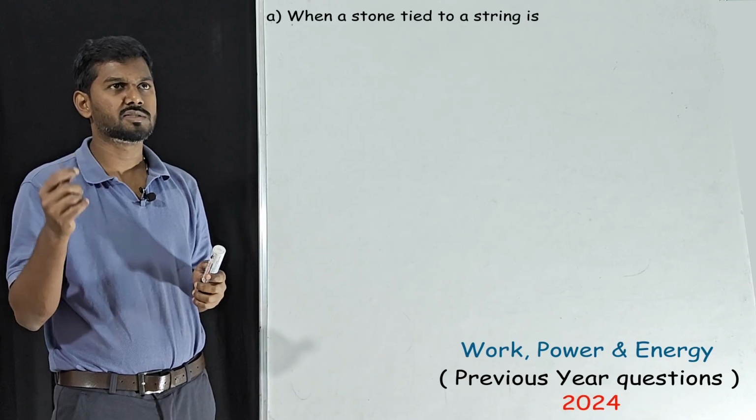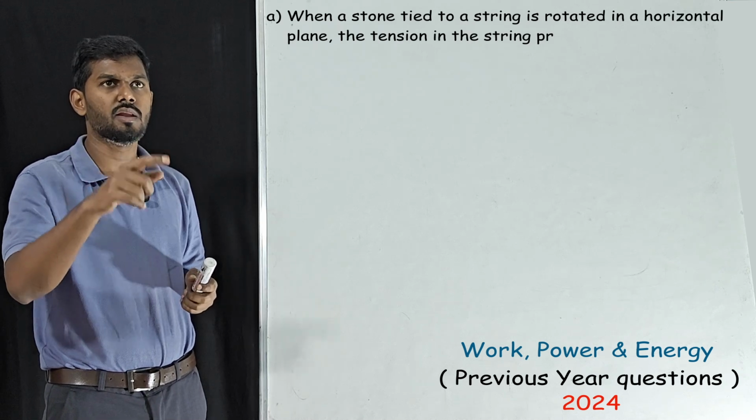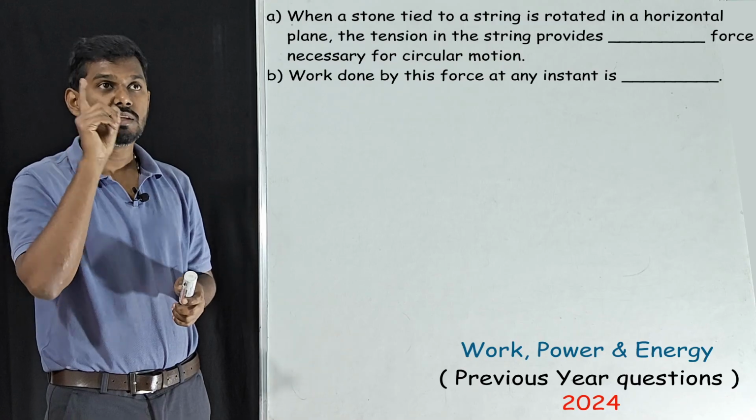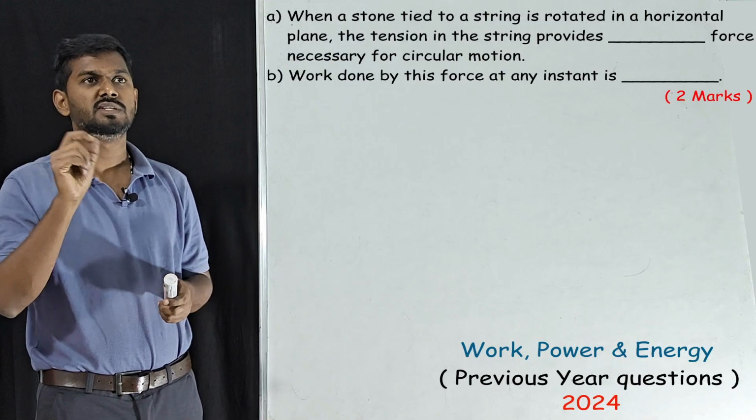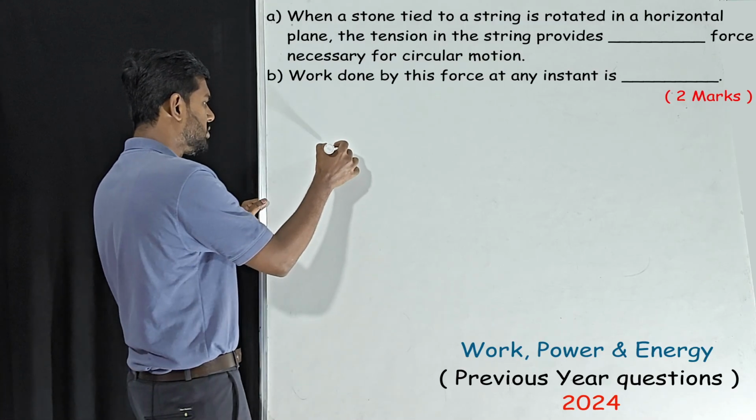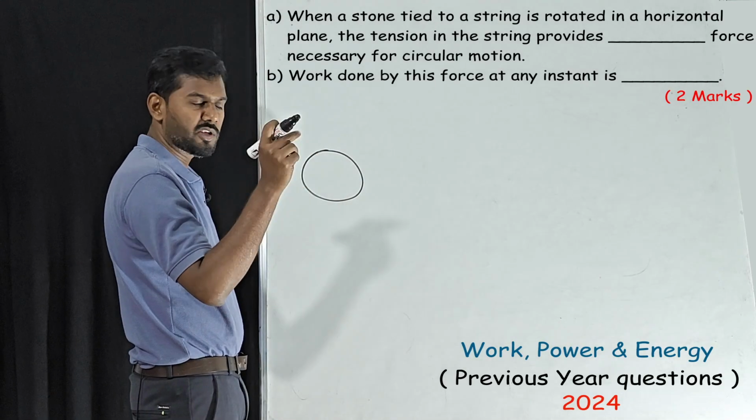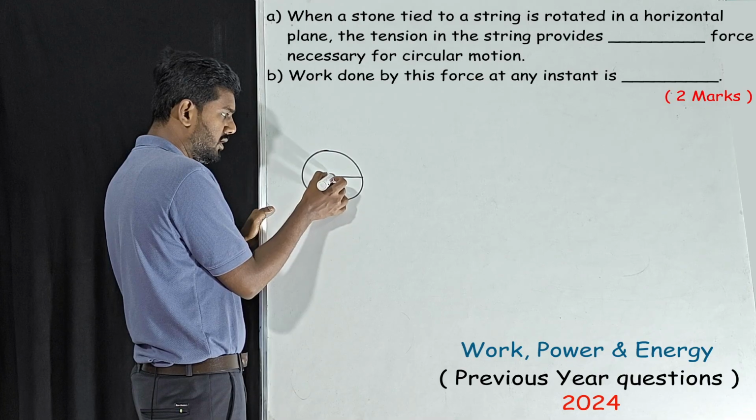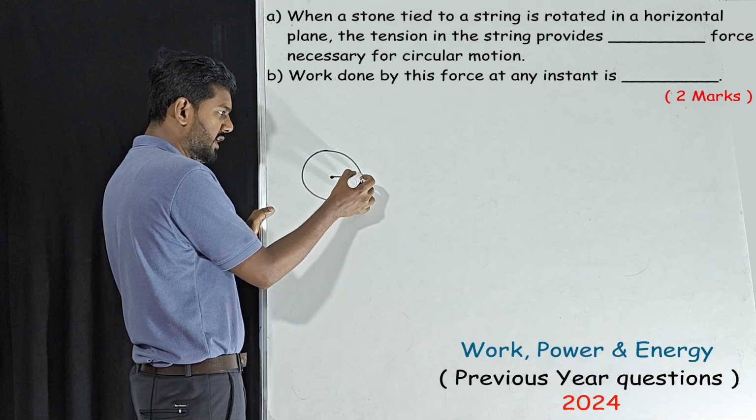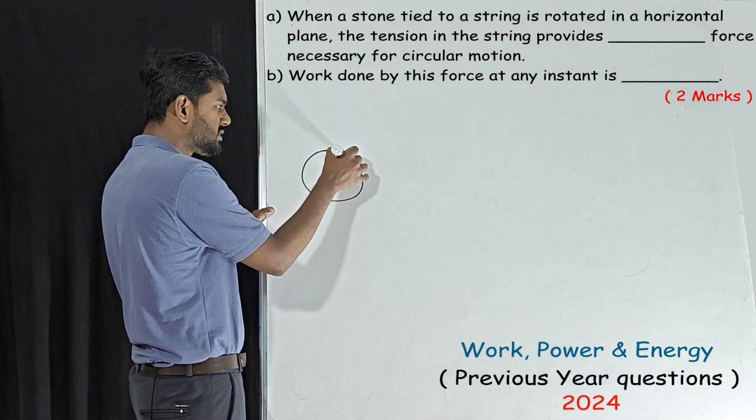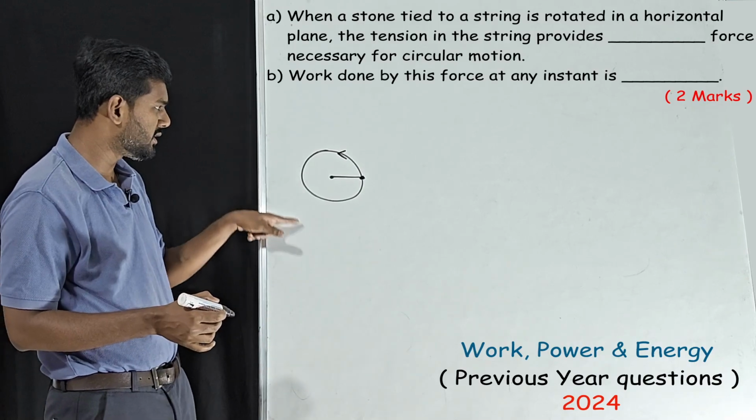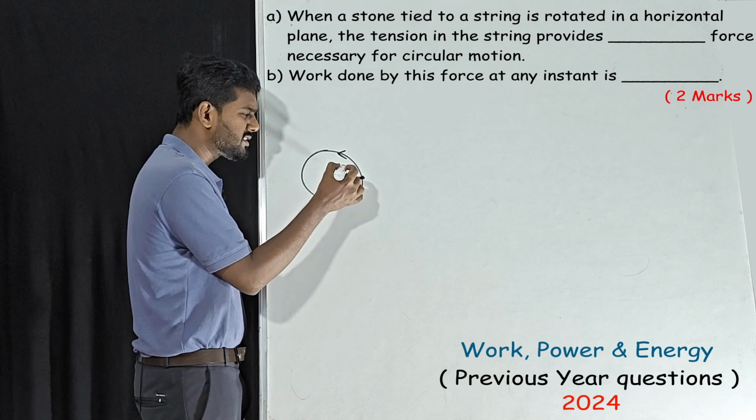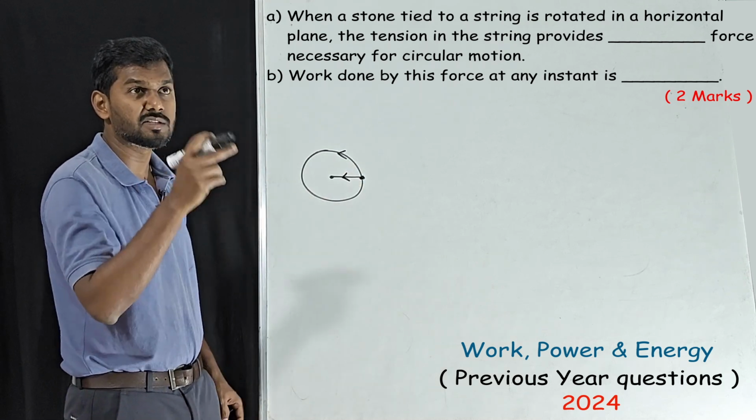When a stone tied to a string is rotated in horizontal plane like this, a tension in the string provides dash force necessary for the circular motion. That is very much important. Assume a stone is tied and I am holding here this rope. That is nothing but the string is connected to the stone and the stone is rotating. The stone can be rotated in the anti-clockwise or clockwise, any direction, that is okay. Now they are asking what is the tensional force by the string provides.